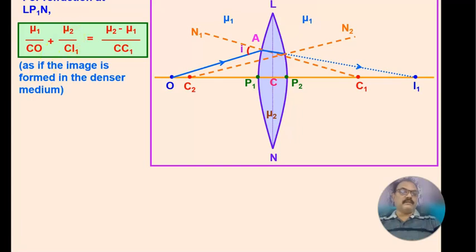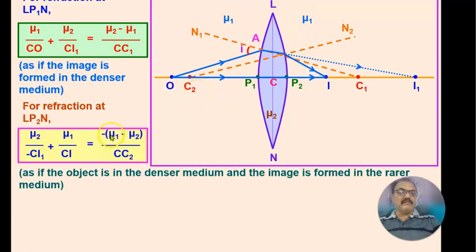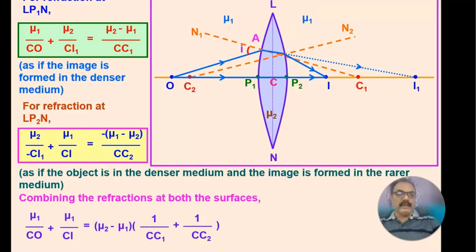N1 by CO plus N2 by C1 is equal to mu2 minus mu1 by C1. Similarly, if you go for the second surface, we will get this equation. I am not concentrating much on the derivation. Nowadays these derivations are not asked; they are only used for board examinations, but for competitive examinations, the formulas and how to use the formula is my aim. When you add these two, one term gets cancelled.